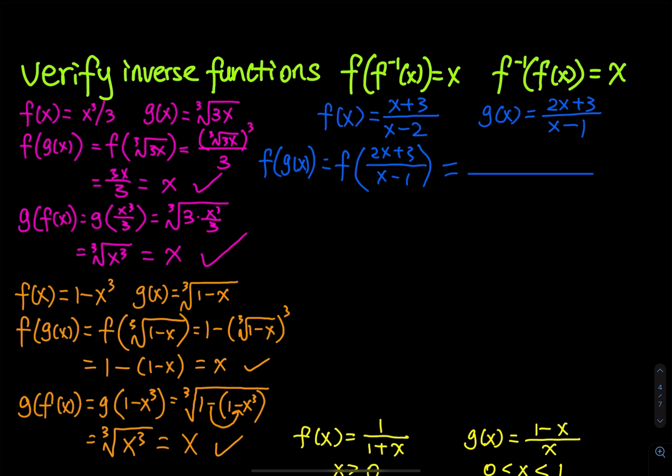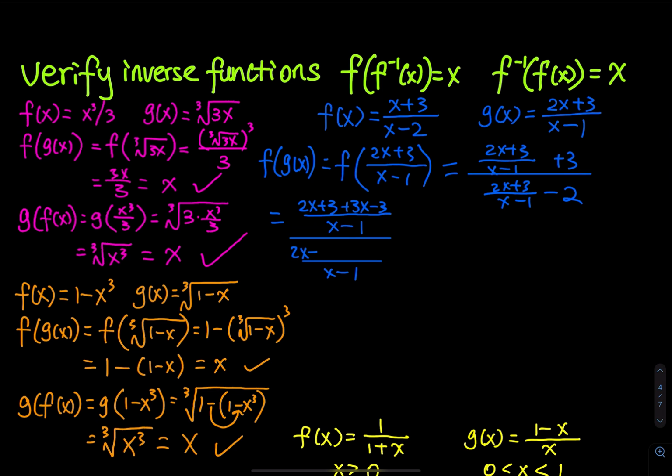Okay, f of x, we have x plus 3 over x minus 2, right? And then you put the g in that position. So you have 2x plus 3 divided by x minus 1, and 2x plus 3 divided by x minus 1. Then you will have to get a common denominator on top and bottom. So that gives you, I should use more space, x minus 1, and then 2x plus 3, and then the other one is 3x minus 3. And then the bottom, you have x minus 1.